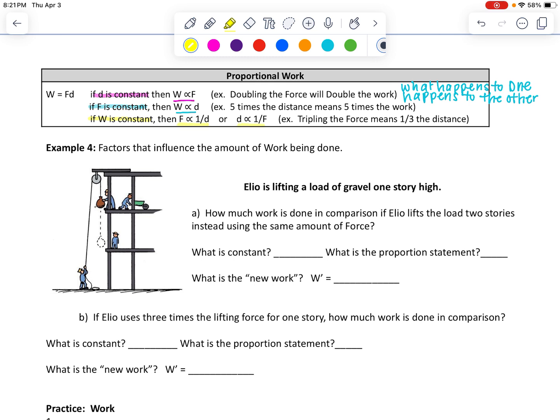So what that means is what happens to one, let's use red. Nope, sorry, let's use this red. So for both of these, what happens to one happens to the other. For force and displacement, they're opposite. So what happens to one, the opposite happens to the other.